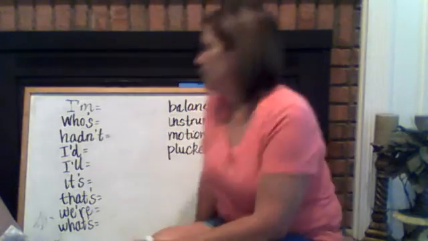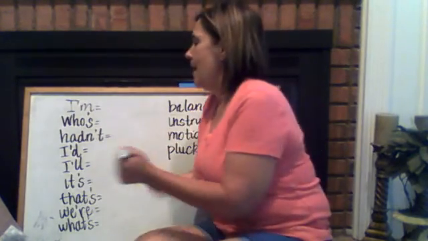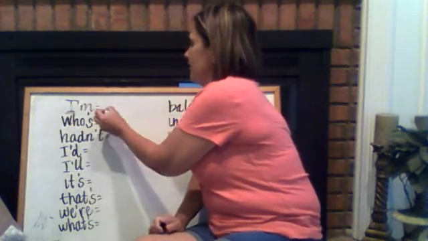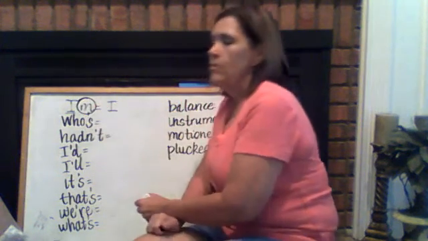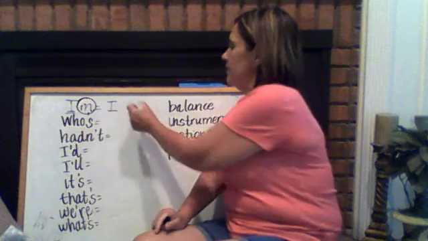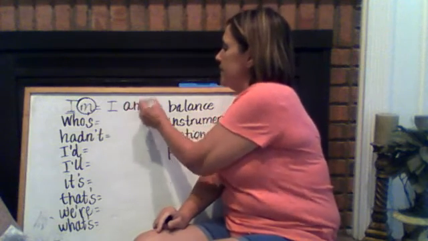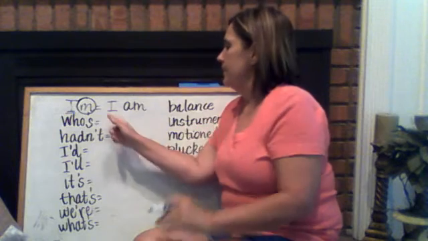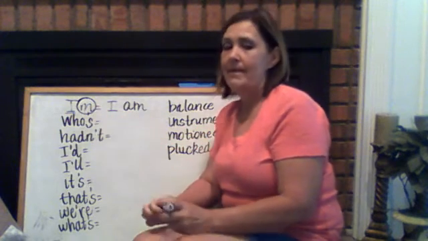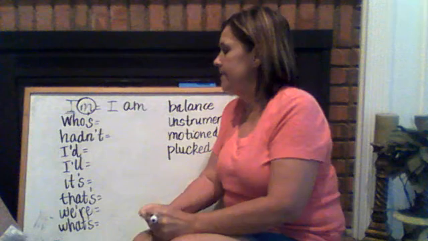So I want to look at the word I'm. If you look, I'm has a base word, I. So the first word in I'm is I. That leaves apostrophe M. Well, where did that apostrophe M come from? It came from am. So we take I am, bang it together, the A pops out, and I am becomes I'm. It's just a shorter way of saying it.